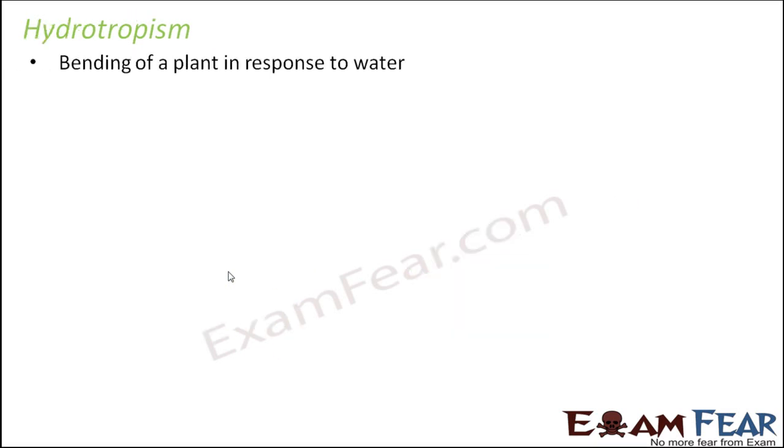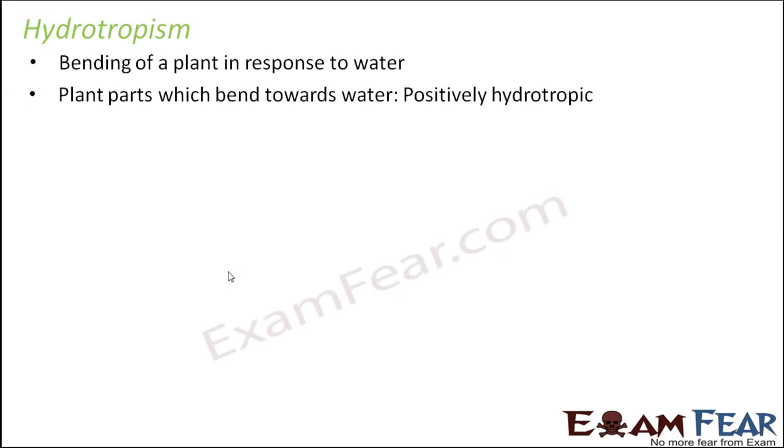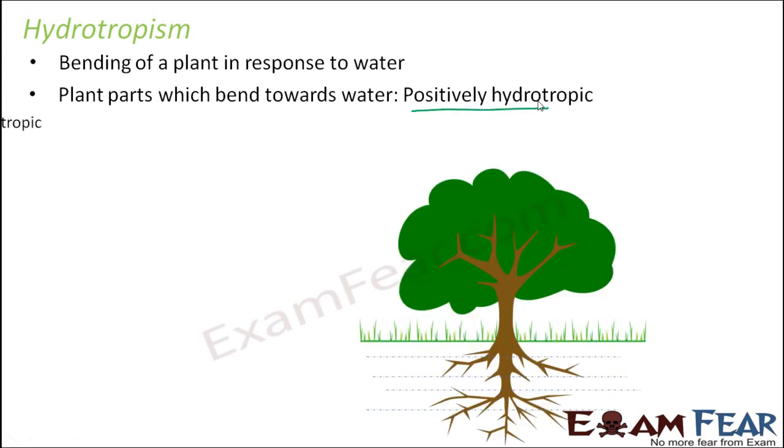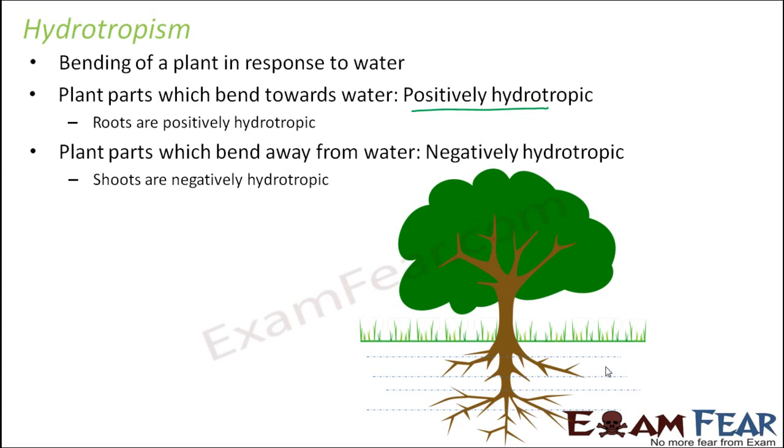Third is hydrotropism, so bending of plant in response to water. So there are parts which bend towards water which are positively hydrotropic. For example, the roots again. In the soil you have so much of water, right? So the roots are going towards water, so they are positively hydrotropic, and the shoots are going away, so they are negatively hydrotropic. You cannot dip the shoots into water, they will not be able to grow. So they tend to be away from water.